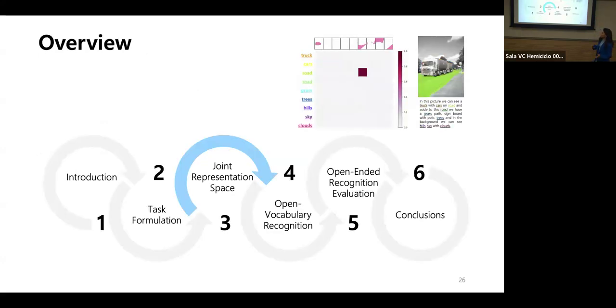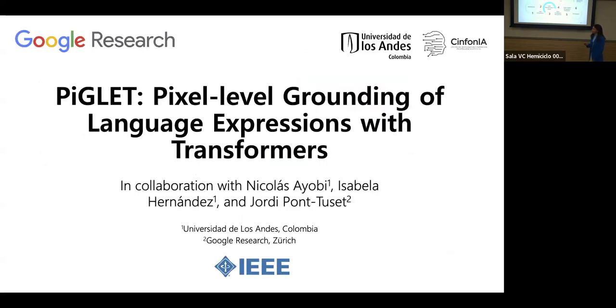Now let's go to the step in which we try to build this joint representation space using a method. In this case, we propose PiGLET, pixel-level grounding of language expressions with transformers. This work is also a collaboration with Google Research, and it was published at PAMI in 2023.